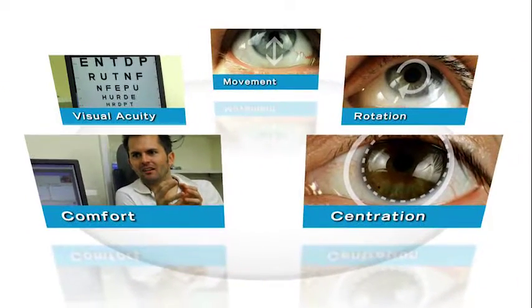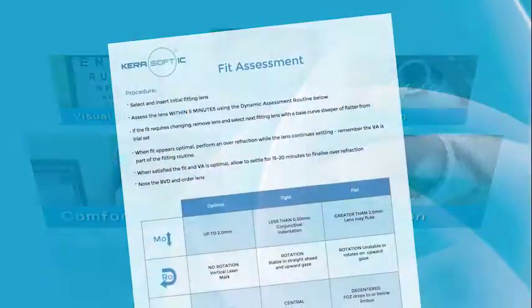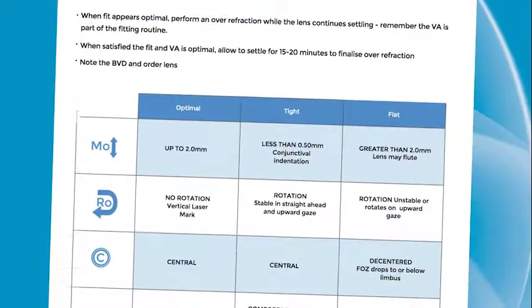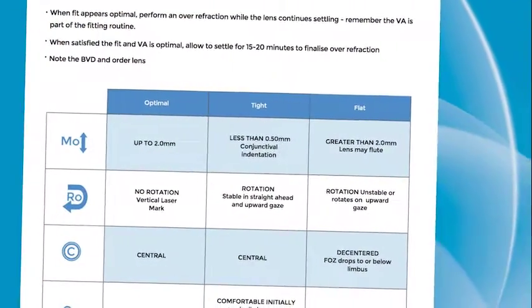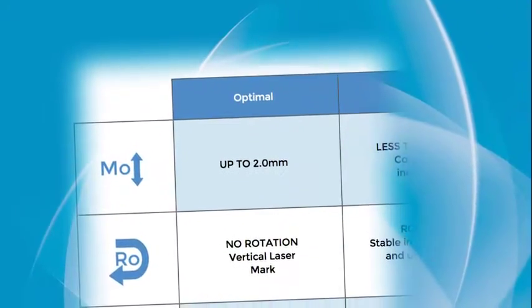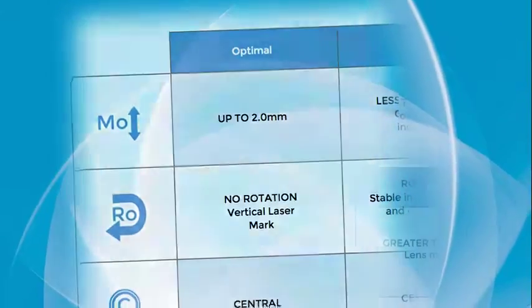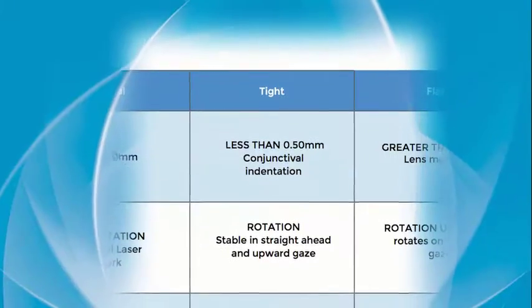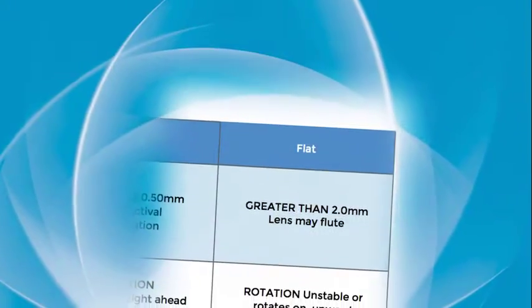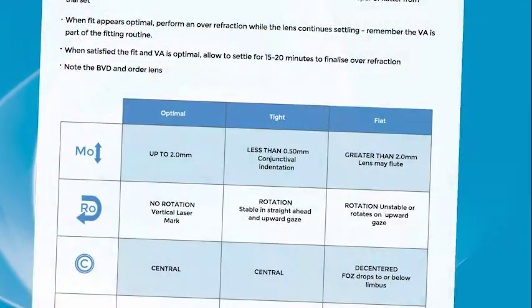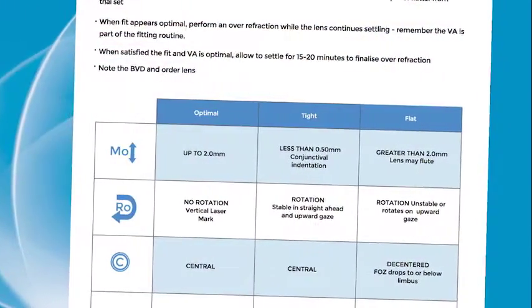Now use the information about lens movement, rotation, centration and comfort with the KeraSoft IC Fit Assessment Guide. On the chart, there are three different fitting zones. The optimal fitting zone contains the fitting characteristics of an optimal lens fit. The tight fitting zone contains the characteristics of a tight lens fit, while the flat fitting zone displays fitting characteristics of a flat lens. Use the clinical tips on the chart to reassess your first choice lens.